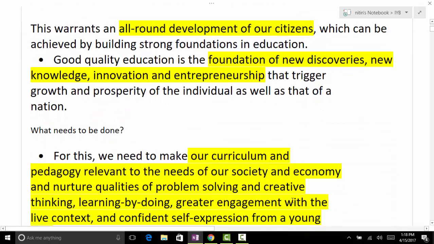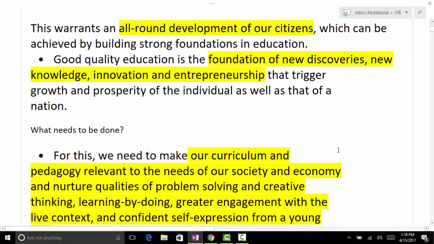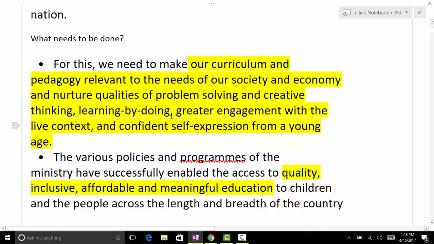So all-round development of our citizens, foundation of new discoveries, innovation, entrepreneurship. So what needs to be done? Basically discuss how we can improve our system, that our curriculum and pedagogy should be relevant to the needs of society and economy, and nurture qualities of problem solving and creative thinking, learning by doing, greater engagement with the live context, and confident self-expression from a young age. So you remember these parameters, you can use them at many different places in questions linked to education.